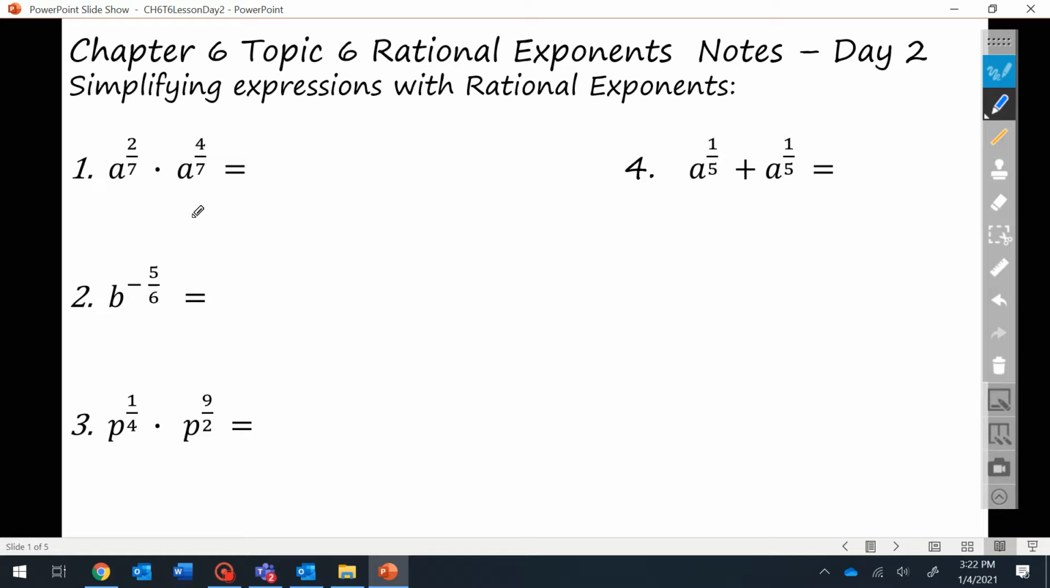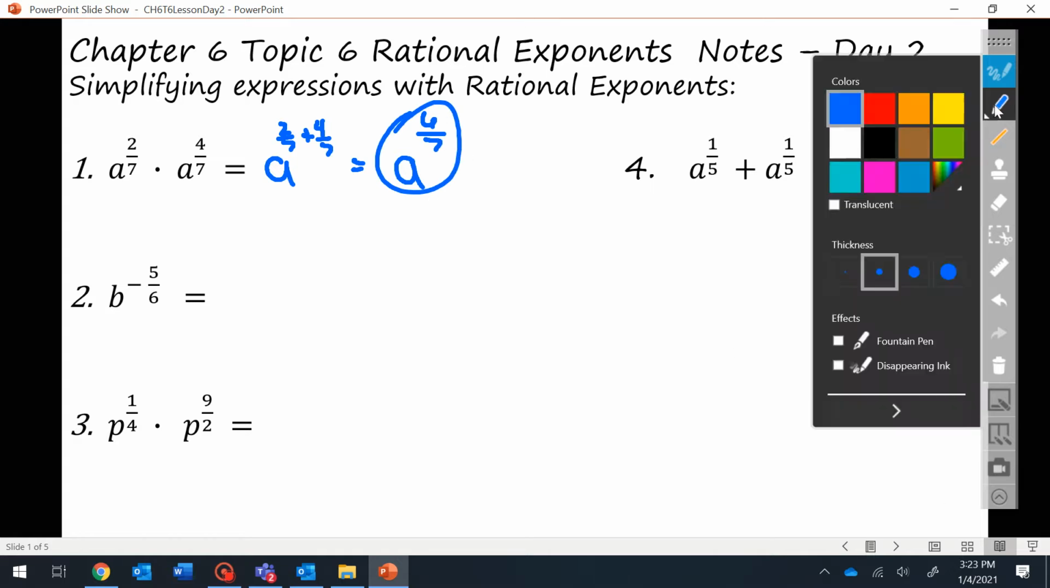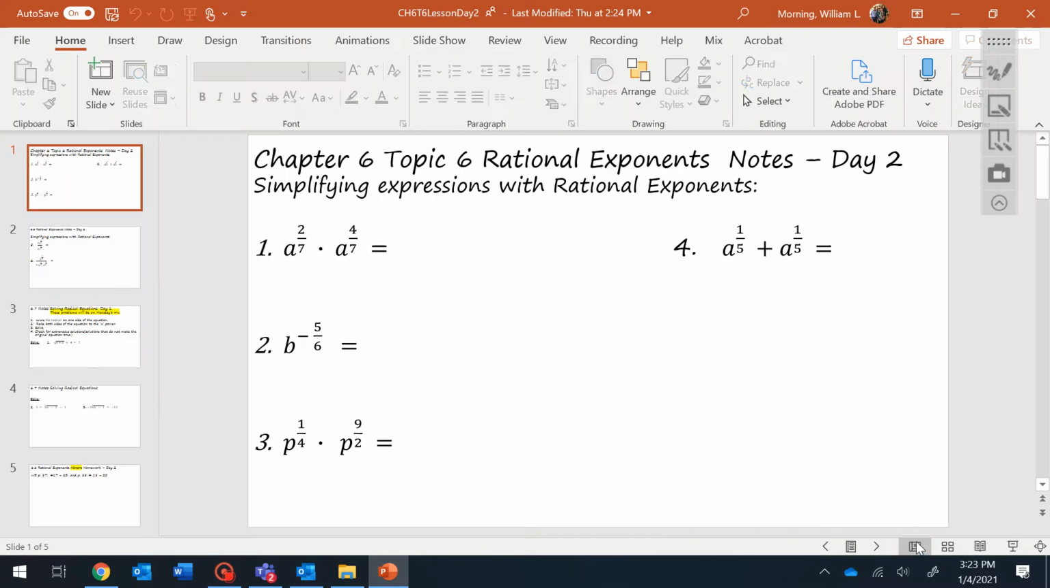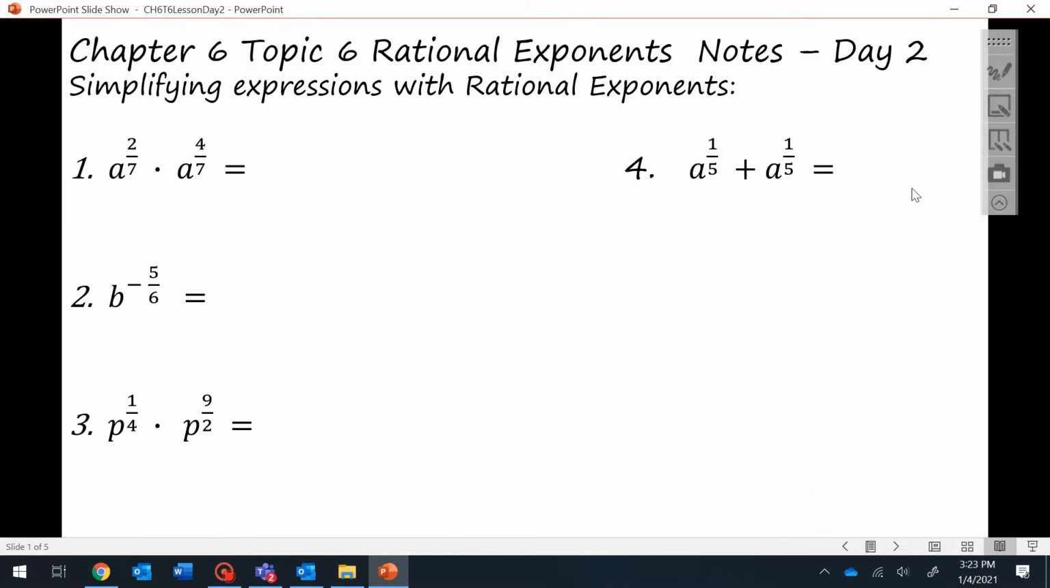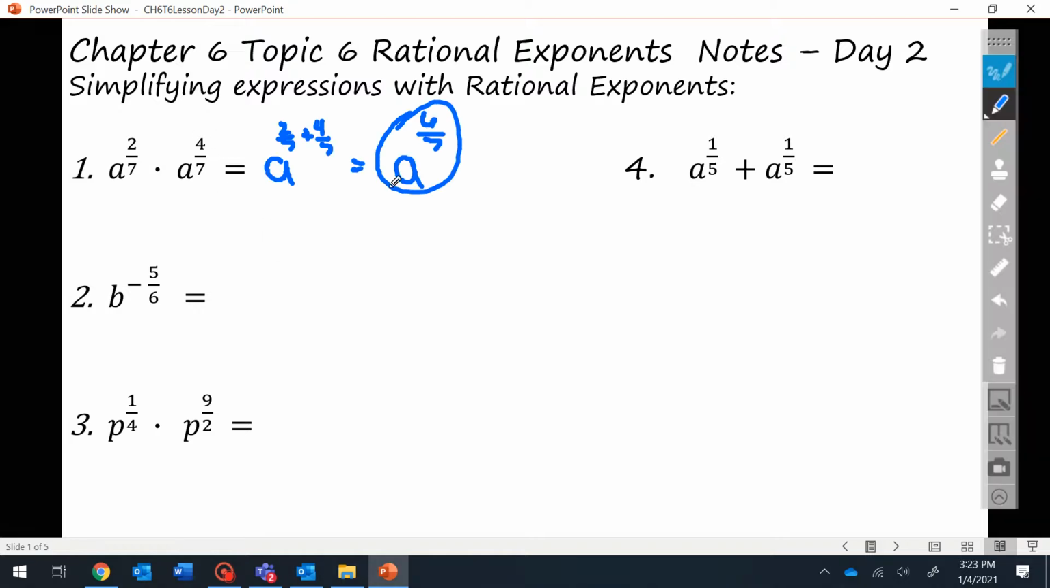So this, you use the same properties as you did with exponents, okay? When you multiply, you add the exponents. So this is a to the 2/7 plus 4/7. Alright, so this is a to the 6/7 power. Writing these in the correct form. Alright, a to the 6/7 power, because I just add the exponents together.